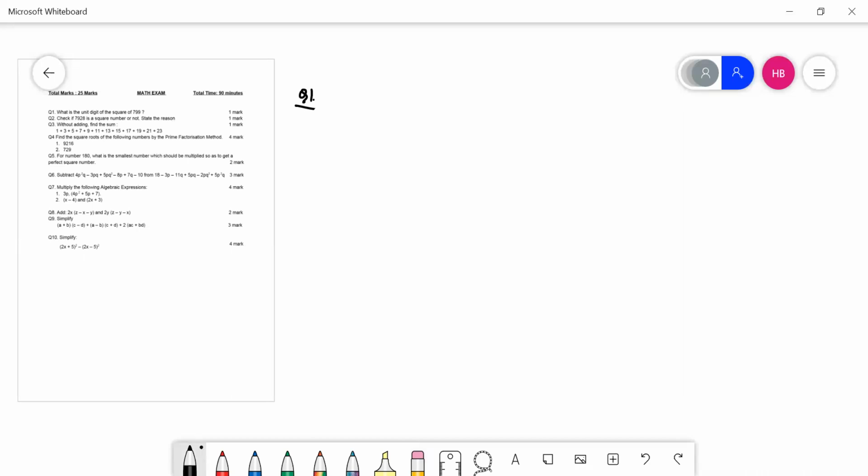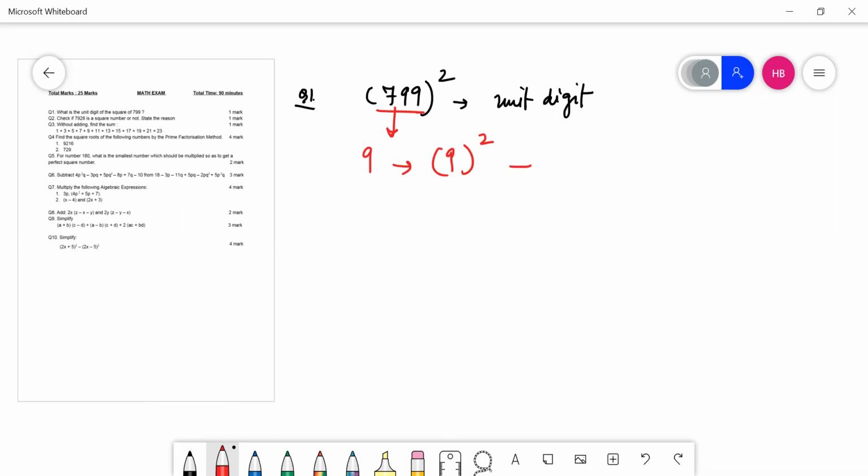What is the unit digit of the square of 799? So I have to find the unit digit of this square, right? So we know how we solve this. We take the number and find the last digit. So the last digit is 9. I will do the square of this last digit, which will give me 81. So the last digit of this will be the last digit of the square of the entire number. Therefore the answer is 1.